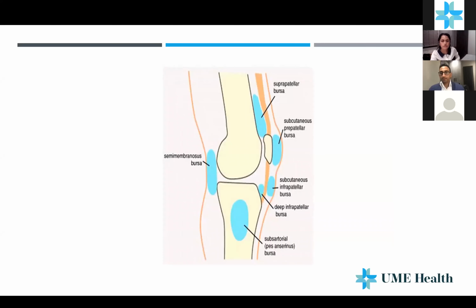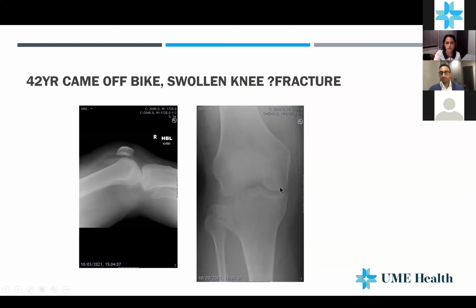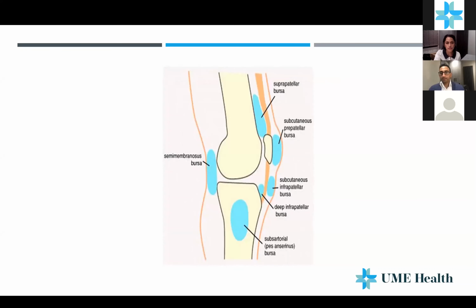So just a reminder of the bursae around the knee, and all of these are very accessible to assess on ultrasound. So you've got the prepatellar bursa at the front, and then you've got the deep and the superficial infrapatellar bursae. You've got the suprapatellar bursa deep to the quadriceps tendon, and then round the back, the semimembranosus bursa or Baker's cyst. And the other one at the anteromedial aspect overlying the tibia is the pes anserine bursa.